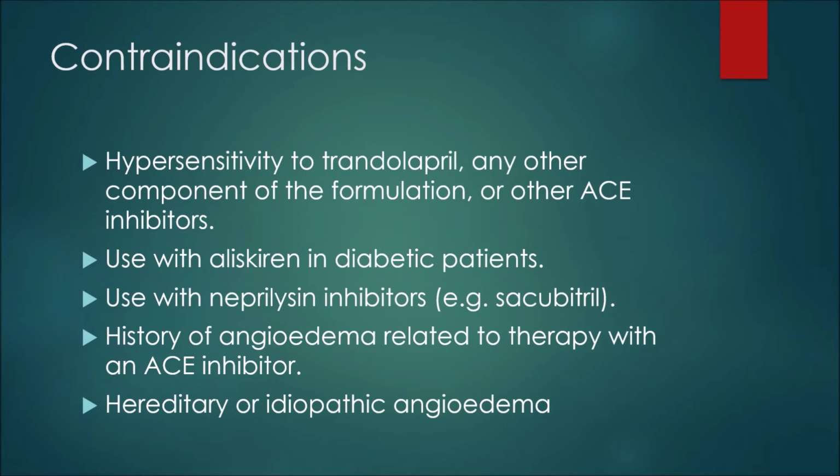With respect to contraindications or reasons we would not be able to prescribe this medication, we wouldn't give this medication to a patient who had a hypersensitivity to Trandolapril, any other component of the formulation, or to other ACE inhibitors. It's not to be used with aliskiren in diabetic patients, or with neprilysin inhibitors such as sacubitril. History of angioedema related to therapy with other ACE inhibitors would make it a contraindication. And as well, patients who have hereditary or idiopathic angioedema would not use this medication.